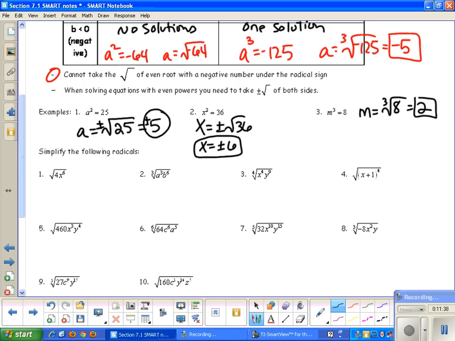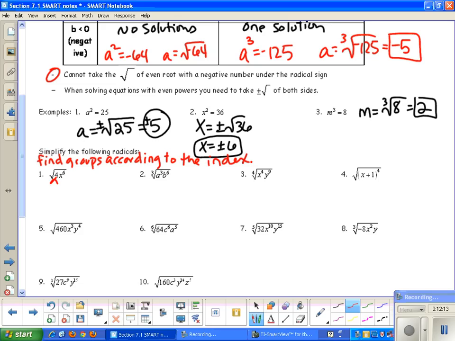Now, the next part we want to talk about is we're going to simplify the following radicals. When you're simplifying radicals, you want to circle your answers, finding groups according to the index. So the first one, it's the index of 2, so that means I want to look for groups of 2 or perfect squares. In this case, I know that I'm going to break down 4.